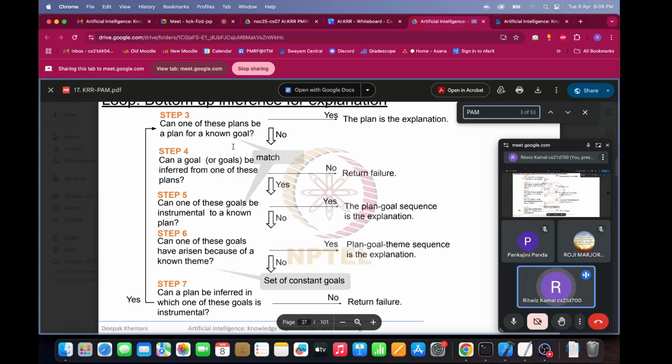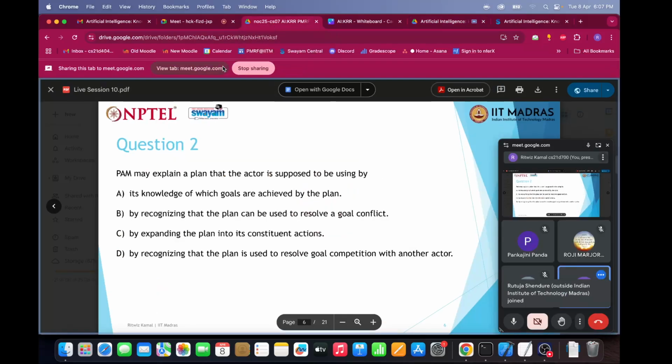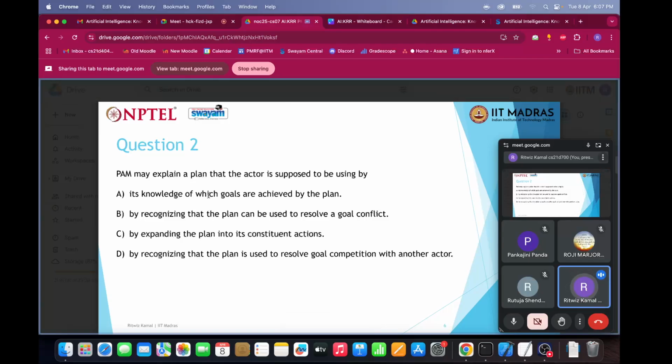Okay, so you can go through all of these steps as per your own convenience, but what we need to know is, let's look at the options one by one and see which of these seem to be relevant to the different steps in the explanation process of PAM that has been mentioned in the lecture slides.